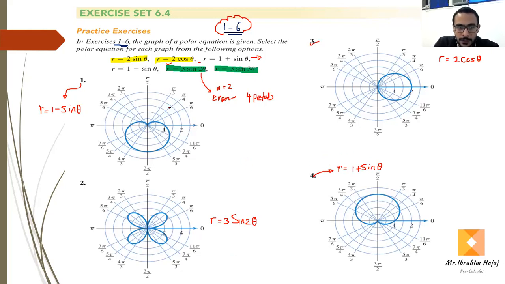So this is your homework, guys. From 1 to 6, you have to match each equation with its correct graph. Number 1 is R = 1 − sin θ. Number 2, R = 3 sin 2θ. Since we have even here, we have 4 petals. Number 3, R = 2 cos θ, because it's a normal circle on the x-axis, because it's a cosine and positive. And number 4, R = 1 + sin θ, it's up here because it's a plus. 1 − sin θ, it's down.